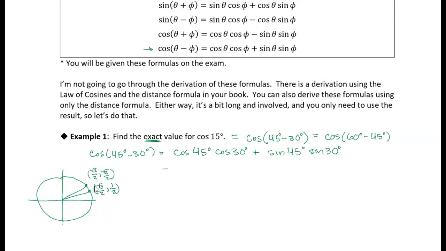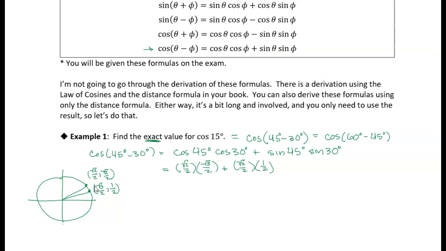Now let's just substitute those values. The cosine of 45 degrees is square root 2 over 2. Cosine of 30 degrees, okay, remember it's the x-coordinate, so it's square root 3 over 2, plus the sine of 45 degrees, which is square root 2 over 2, times the sine of 30 degrees, which is 1/2.